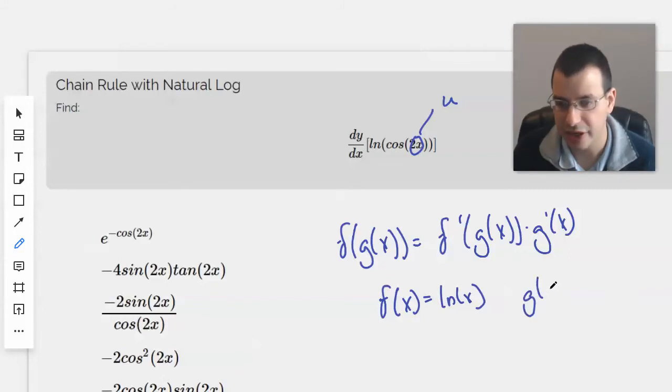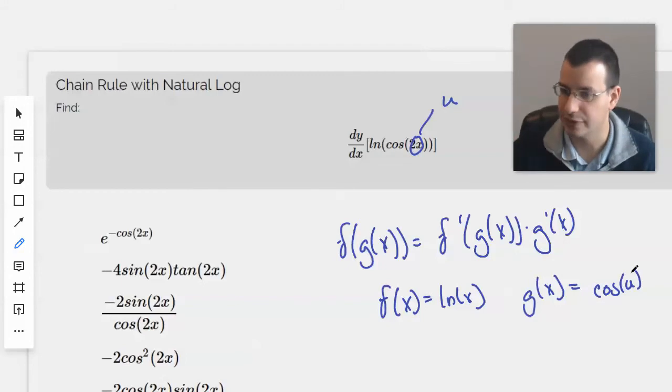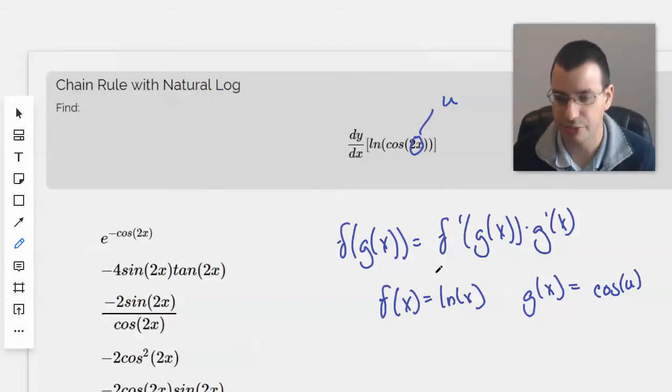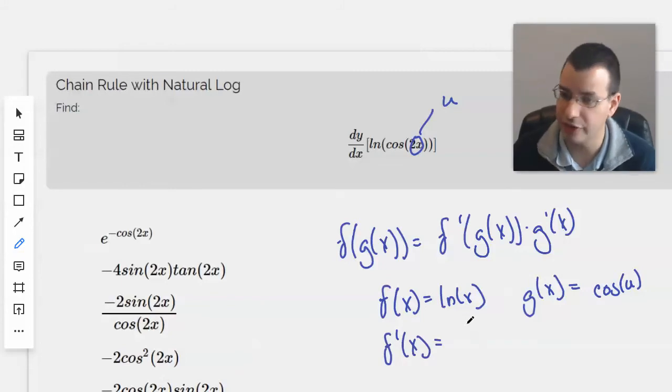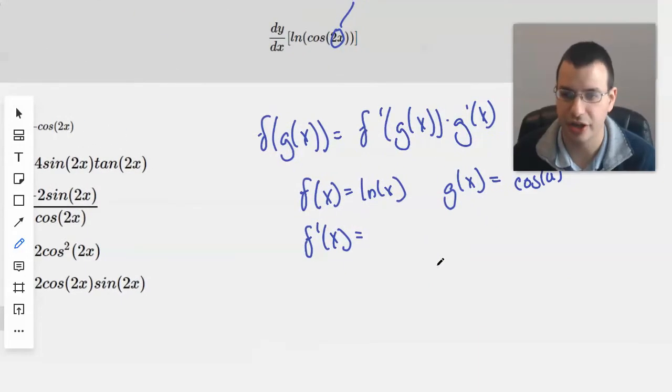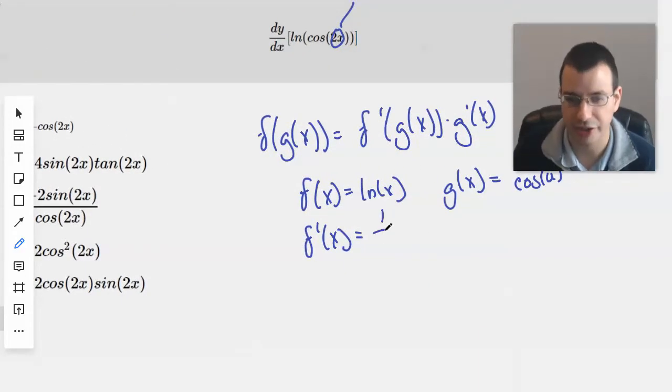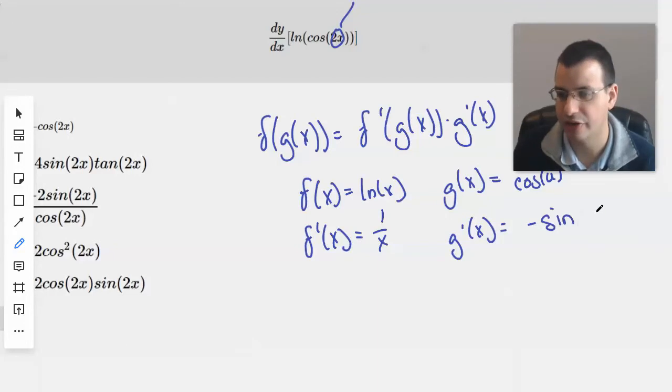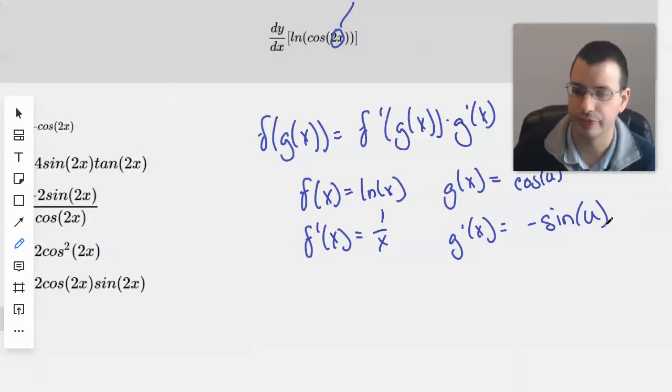and g of x would be cosine of u. And I'm just saying that u equals 2x just for simplifying things briefly. So then f prime of x equals derivative of natural log of x. Derivative of natural log of x is 1 over x. And then g prime of x would equal negative sine of u.